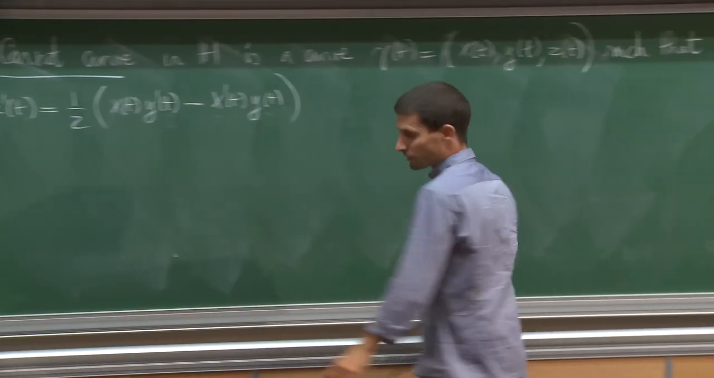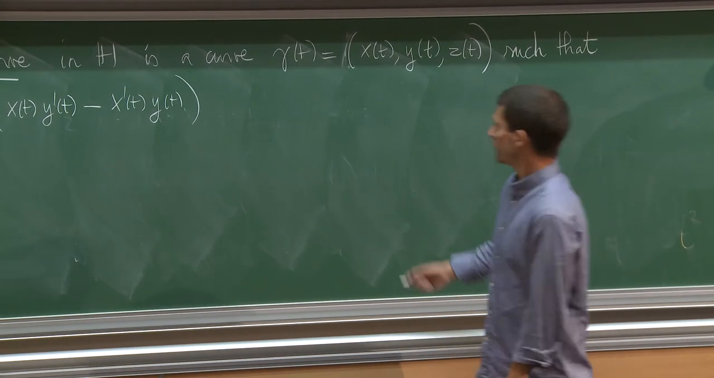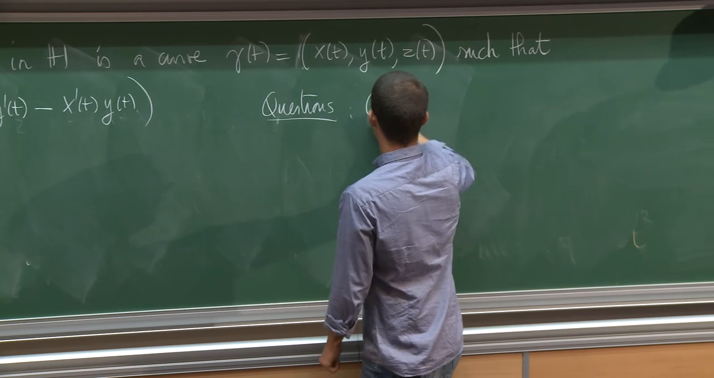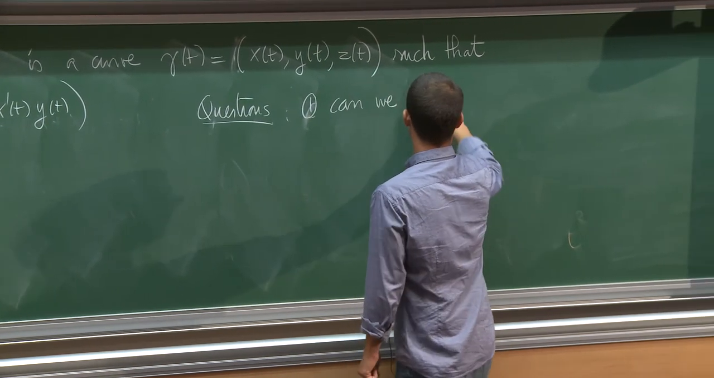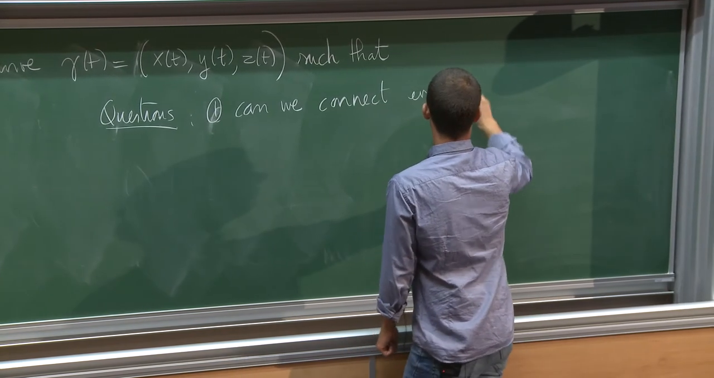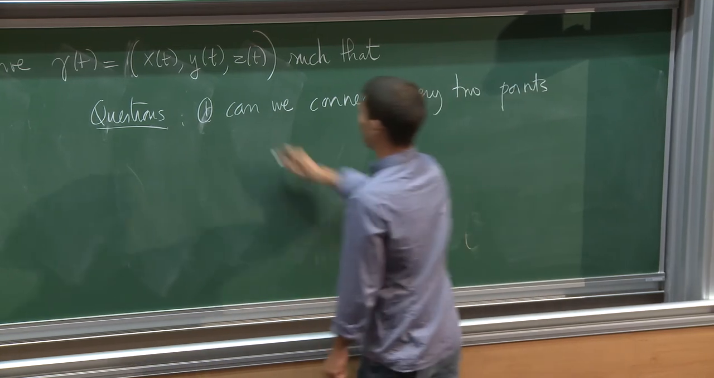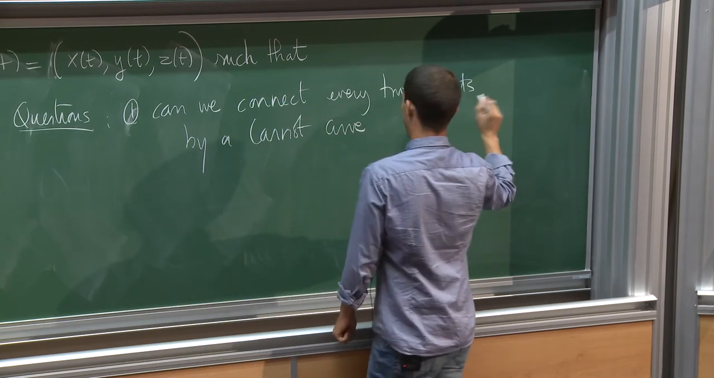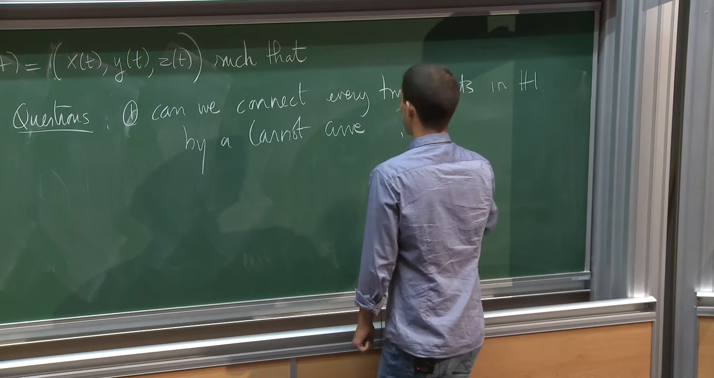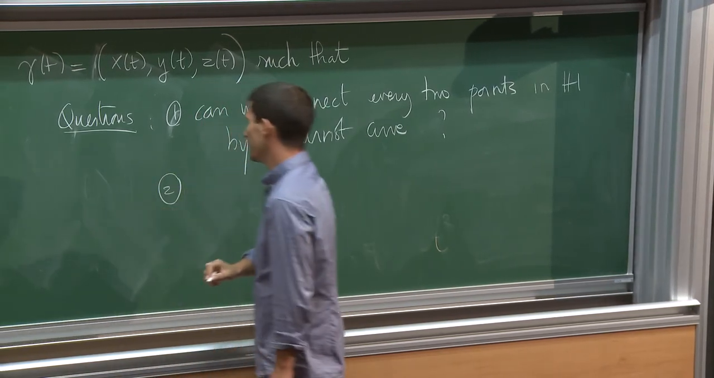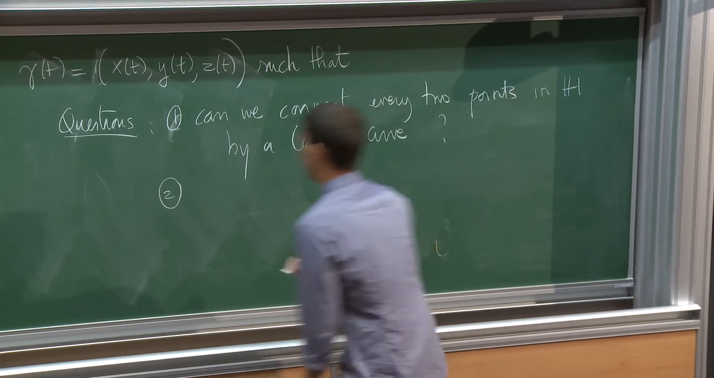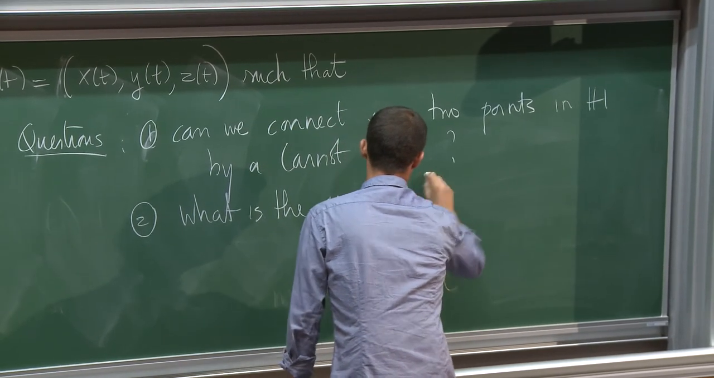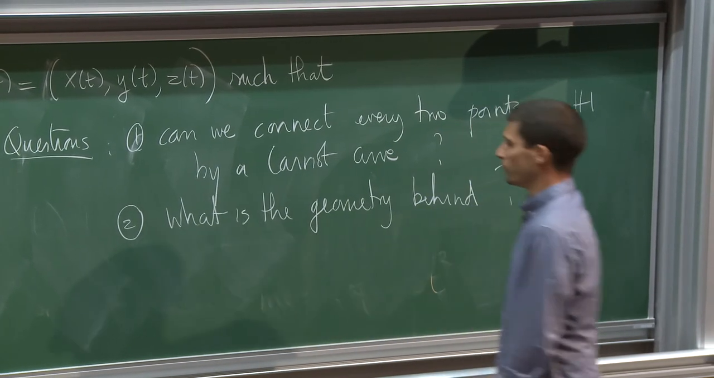Of course, what are the questions we are interested in? The first one is, can we connect every 2 points by a Carnot curve? And the second one is, what is the geometry somehow behind this? So is there a metric structure?